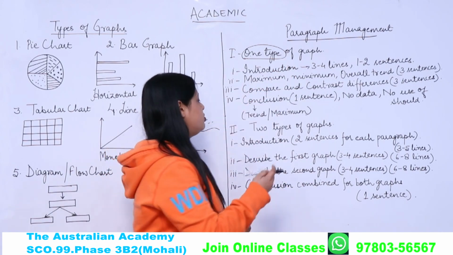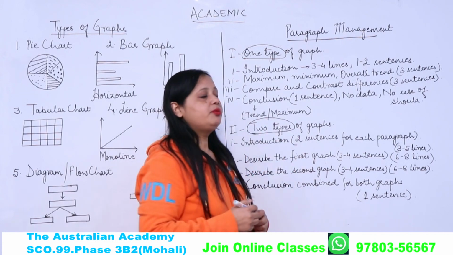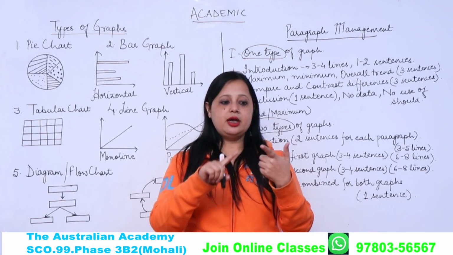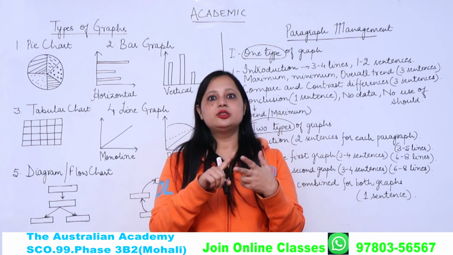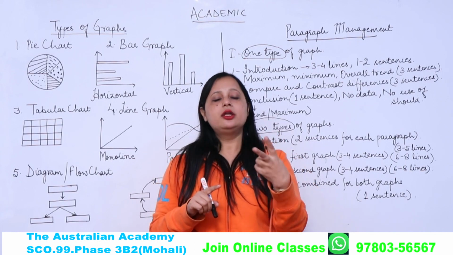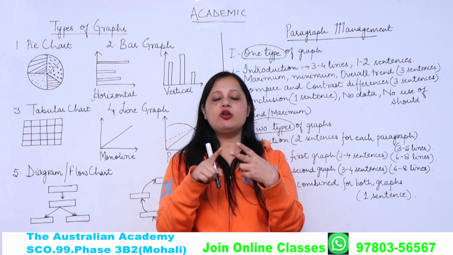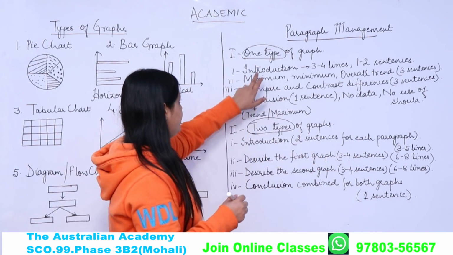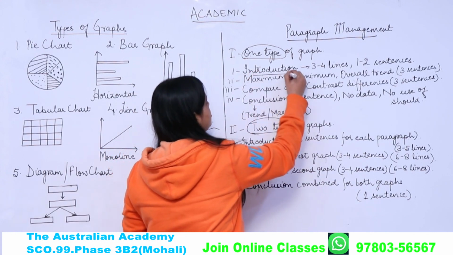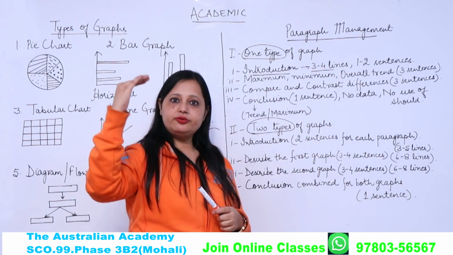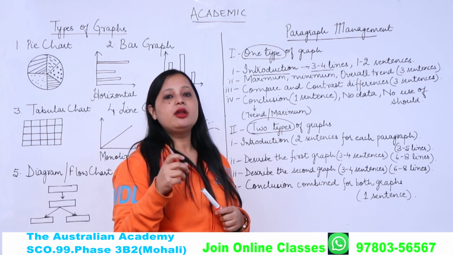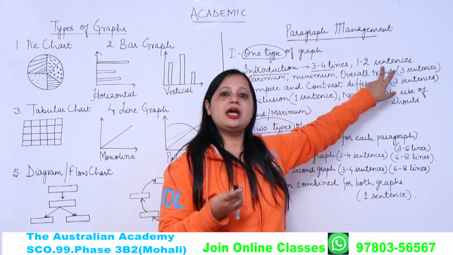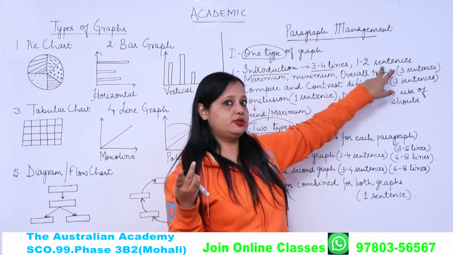But when I talk about two types of graph, it means there is one question paper, but in that one question paper you get a bar and also a line. So bar and line in one question means you now get two different types of graph that cannot be compared. In one type of graph, that is the first one, we'll write an introduction in the beginning. Introduction is 3 to 4 lines of your answer sheet, or it could be 1 to 2 sentences. Sentences means full stops. You could use either one full stop or 2 full stops maximum.